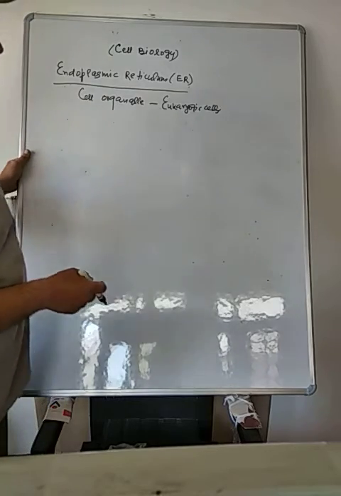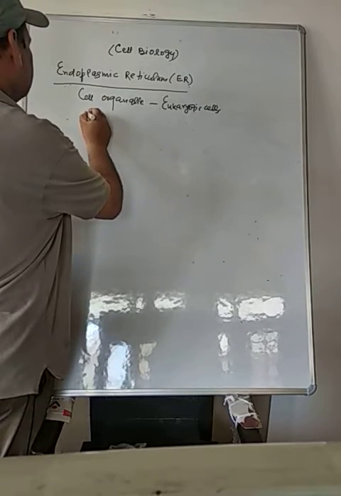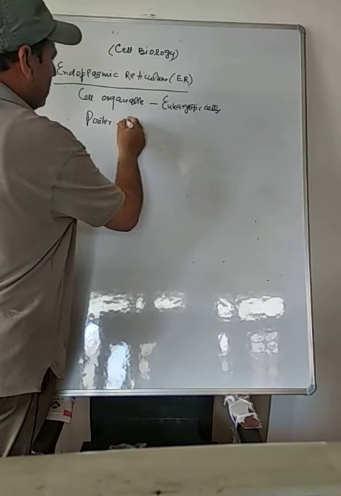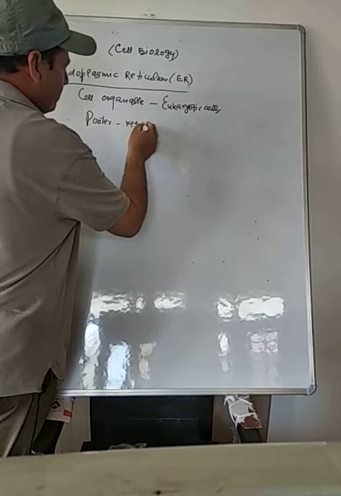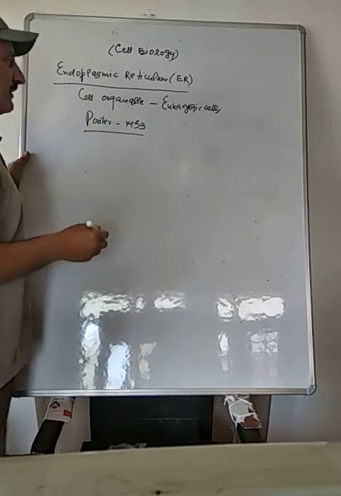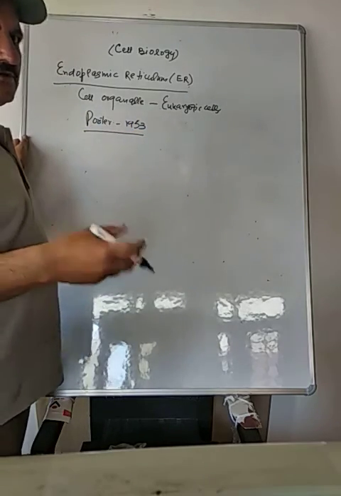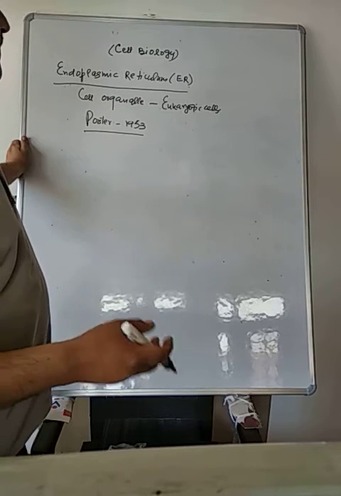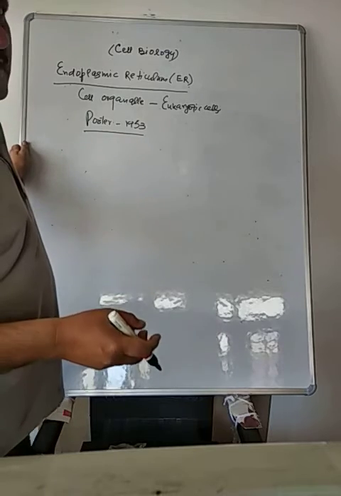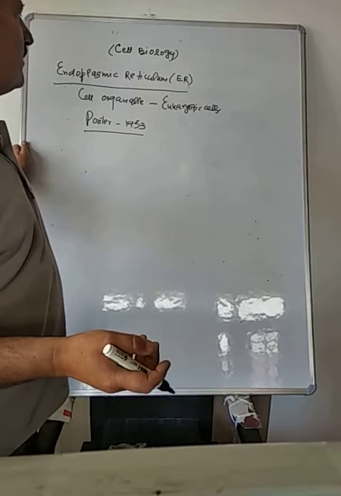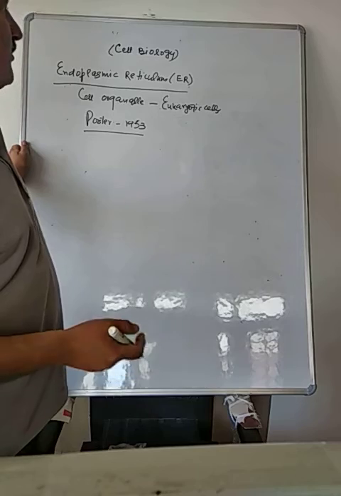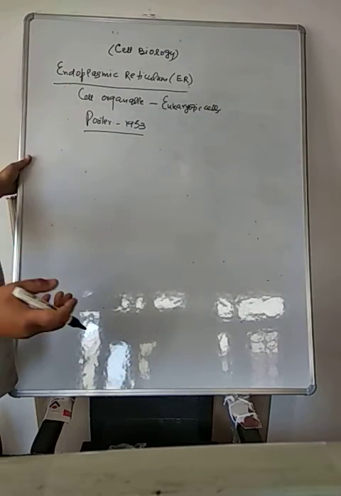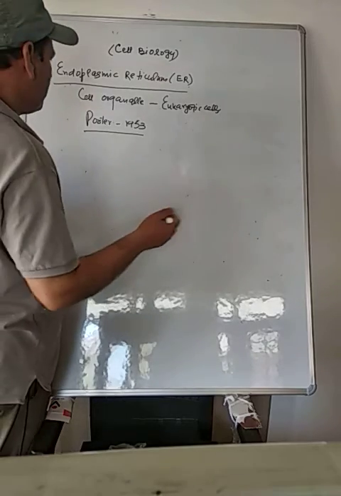Now, endoplasmic reticulum was first discovered by a scientist Porter in 1953. In some of our cells, like pancreas, the quantity of endoplasmic reticulum is higher. It is usually higher in those cells which take the function of protein formation. It is called reticulum because it forms a network in the cell.